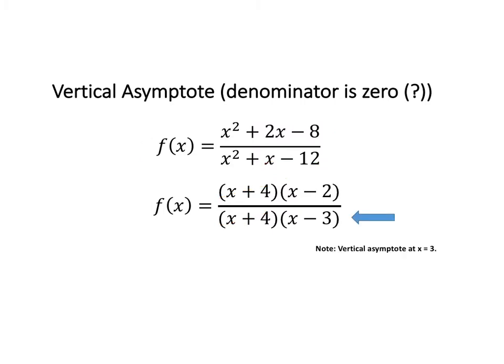Now, if we look at this, x plus 4 canceled, and x minus 3 is going to be 0 when x is equal to 3. So therefore, I have a vertical asymptote at x equals 3.